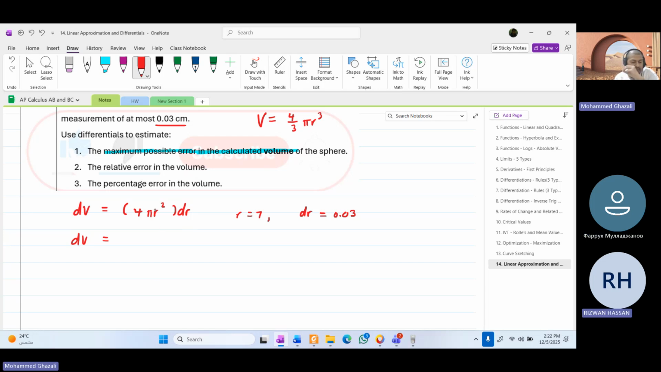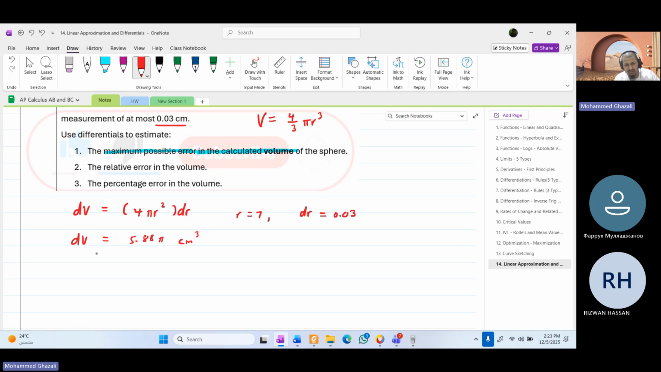Please use 196 pi. Sorry, 196 pi times 0.03, because 7 squared is 49 times 4 is 196 pi times 0.03. If you multiply that out, I put 5.88 pi. Just keep pi on its own, in cm cubed. So what is this? This is the maximum possible error in the volume.